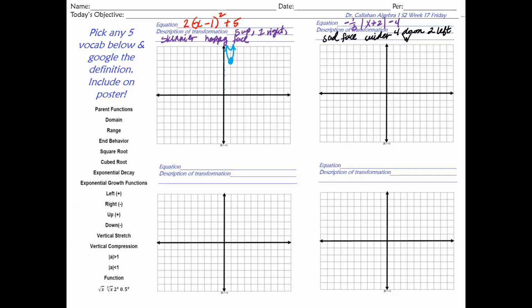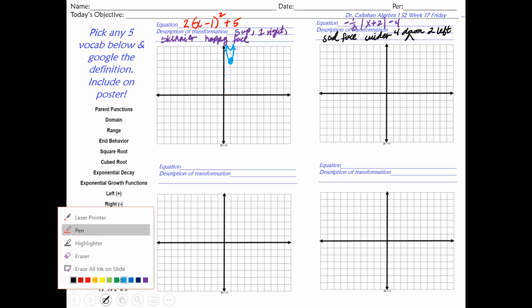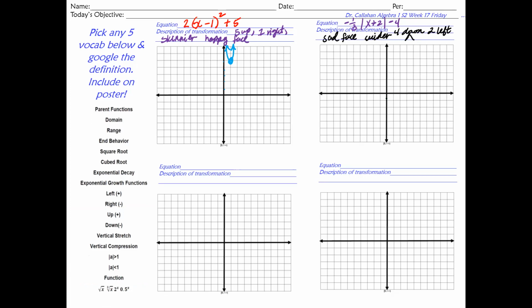Since that's a sad face, it'll be an upside down V, like that. So go 4 down, 1, 2, 3, 4, 2 to the left. And it's going to be a wider sad face.